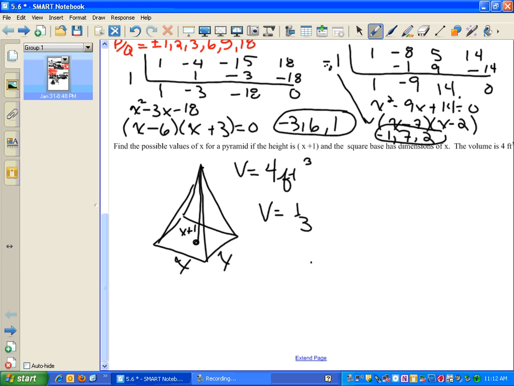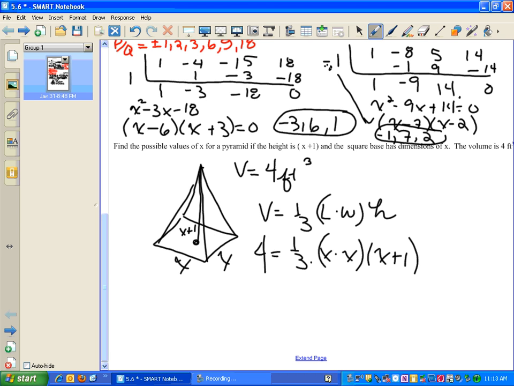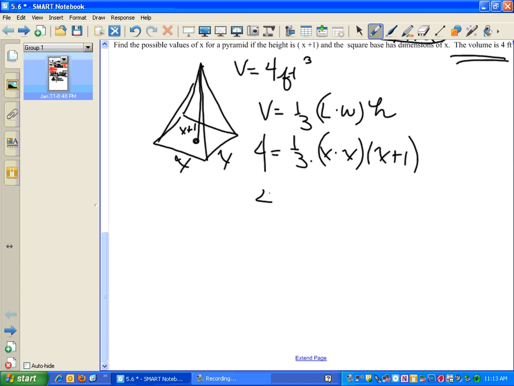1/3. Well, pi r squared was the area of the base, wasn't it? So x times x, length times width, because it's the area of the base, times the height. So 1/3 x squared times x plus 1. All of that has to equal what? 4, because I gave you that the volume is 4. So that's going to be 4 equals 1/3 x squared times x plus 1.